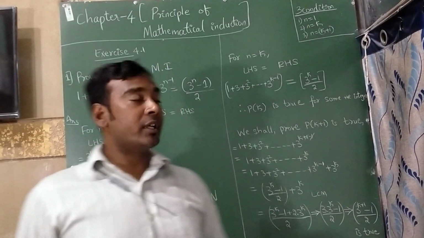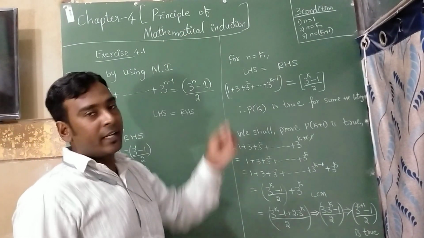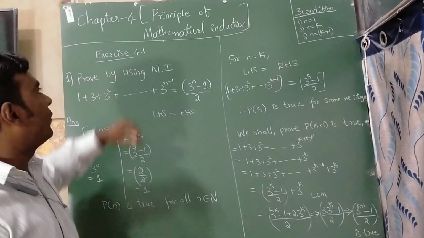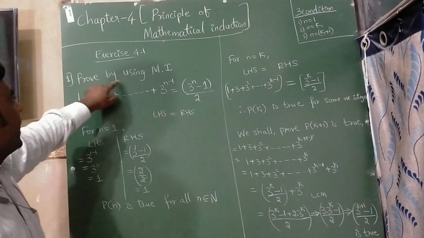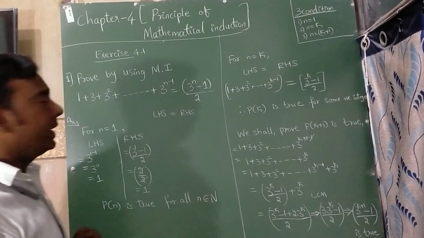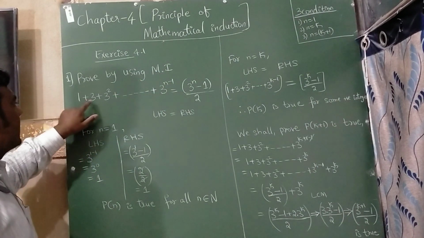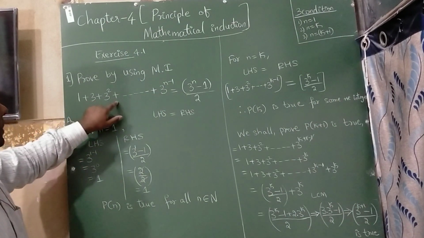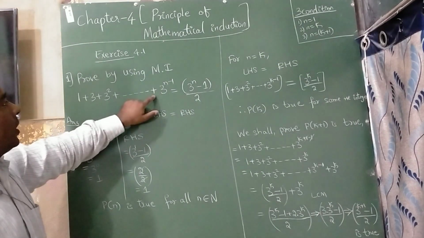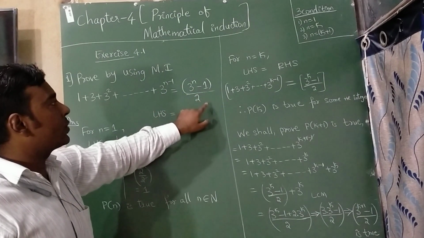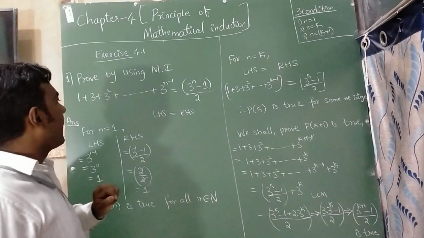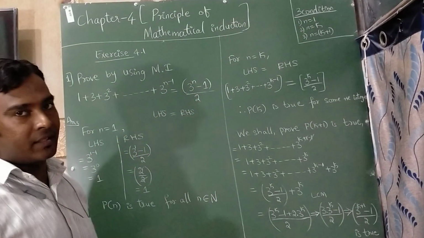Today I am going to teach the principle of mathematical induction, that is chapter number 4. Now exercise 4.1, the first question is: prove by using the principle of mathematical induction that 1 plus 3 square plus so on up to 3 raised to n minus 1 is equal to (3 raised to n minus 1) divided by 2. Now I have solved it in a very easy method.